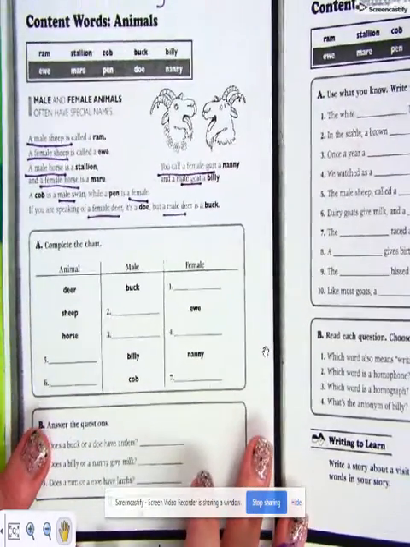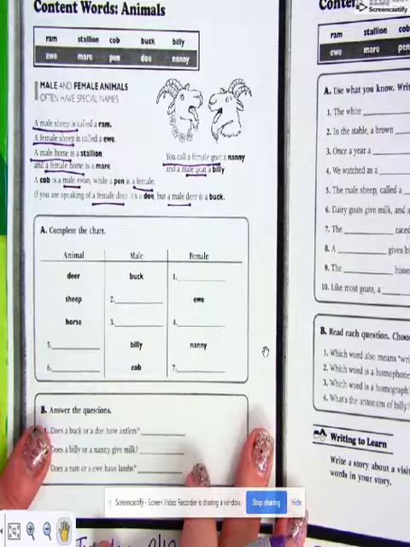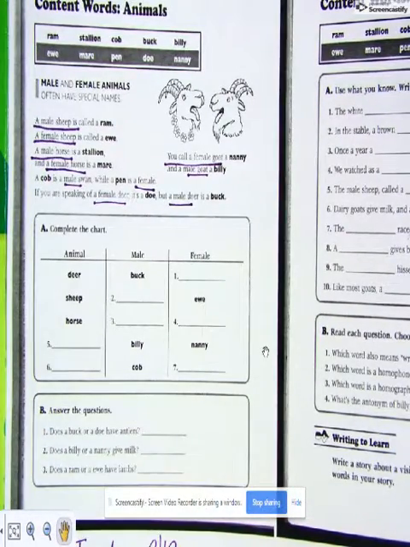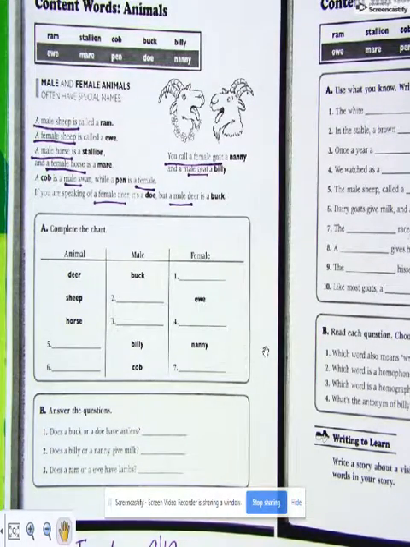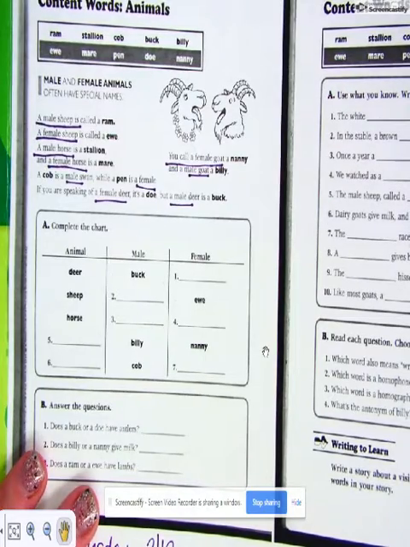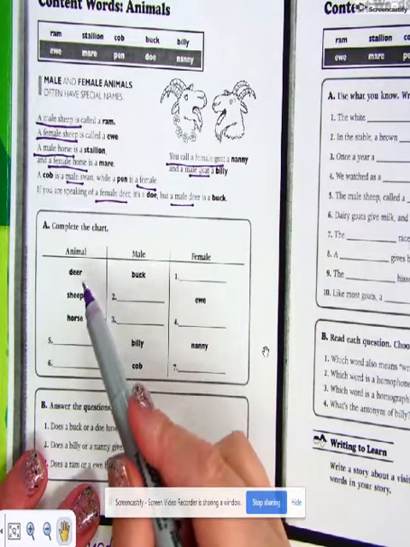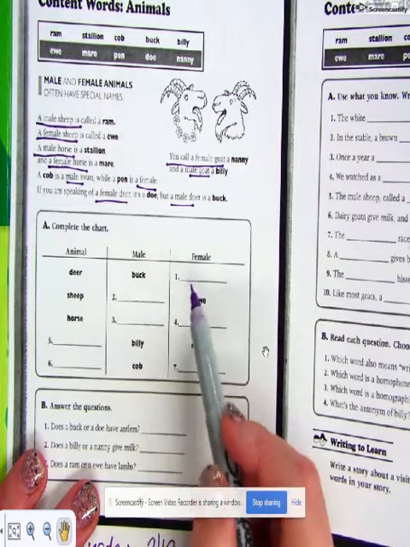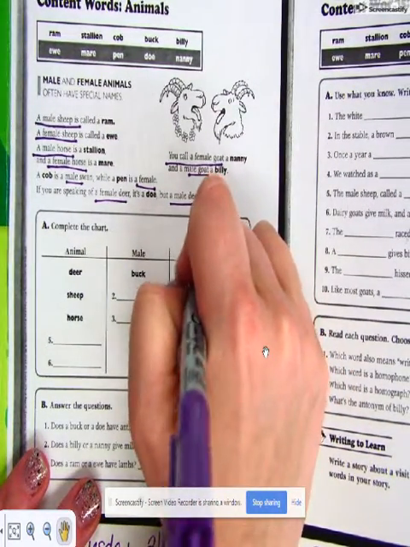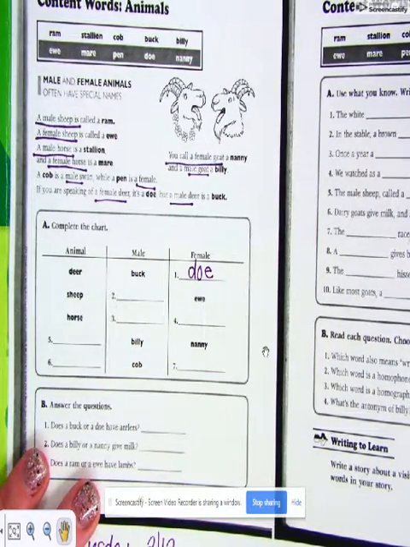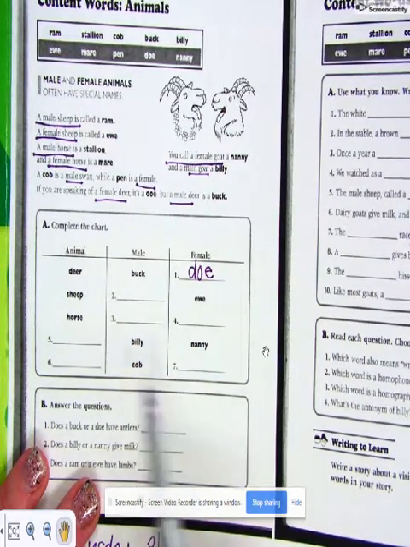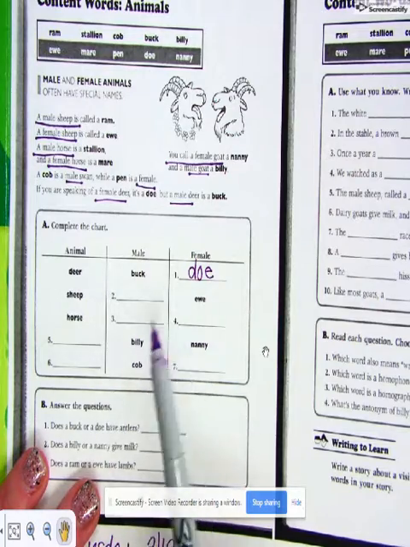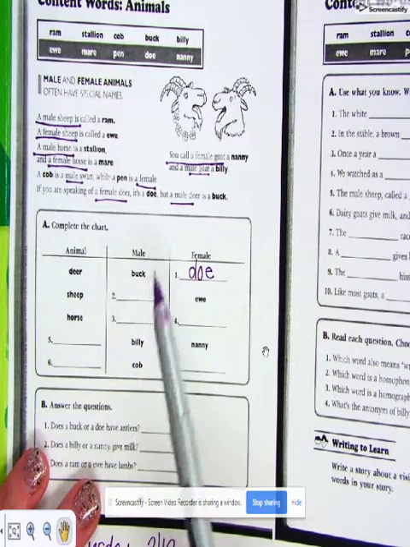Alright, so this next piece is just completing the chart. Most of them have left off just one. You might have to fill in 2 areas. So we'll go ahead and do the first row together. The animal is deer. They've already given us the male version, which is buck. What's a female deer? Doe. And that's what you would fill in for number 1. You're going to do the same thing with sheep. Look at horse. Horse has both of them, but make sure you put them in the correct category.